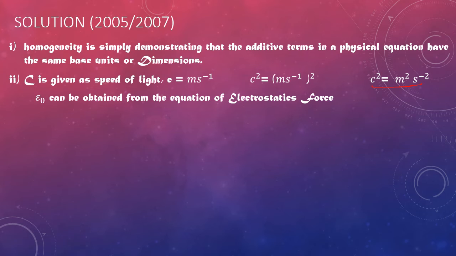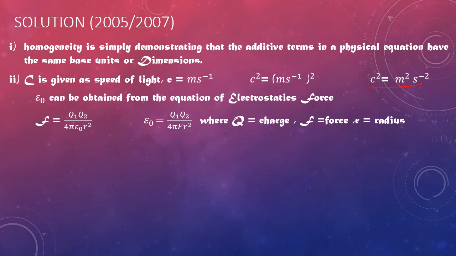But this epsilon naught can be gotten from the equation of electrostatics. Here, force is given as Q1 Q2 over 4 pi epsilon naught r squared. We see that we can find epsilon naught here, right? So we simply make it the subject of the formula, and we have epsilon naught equals Q1 Q2 over 4 pi F r squared, where Q is the charge, F is the force, and r is the radius.